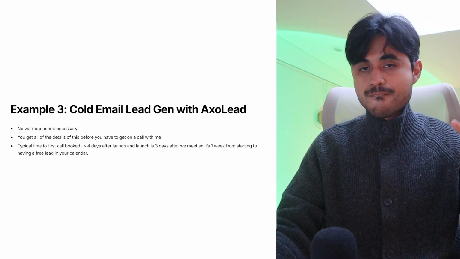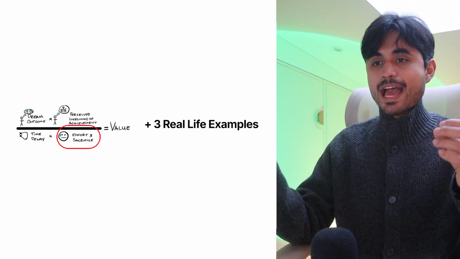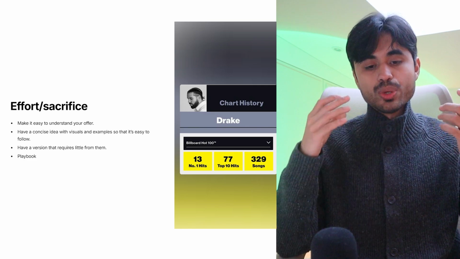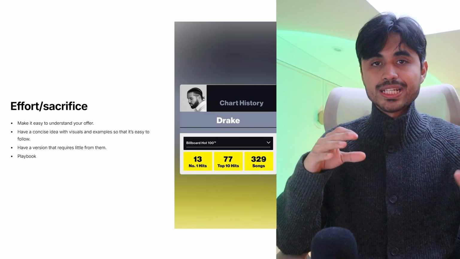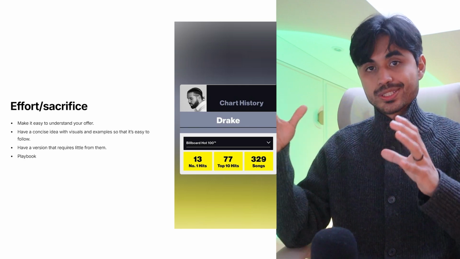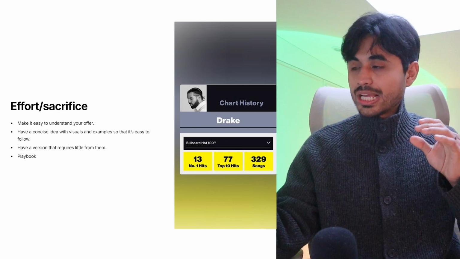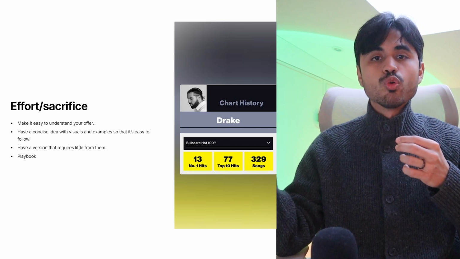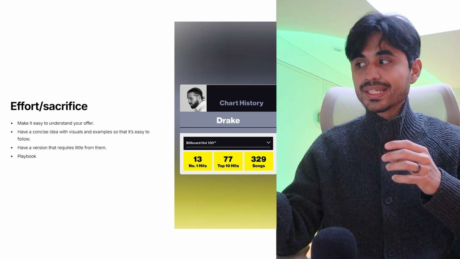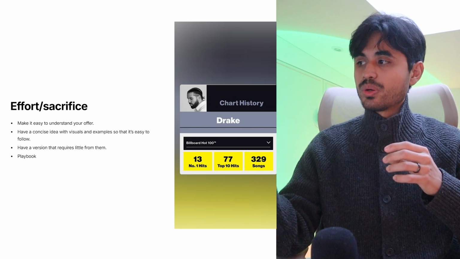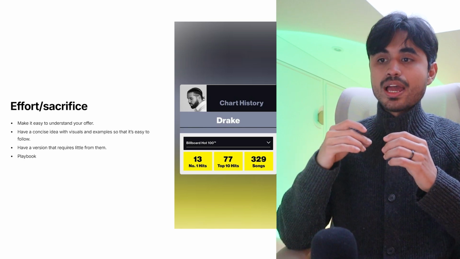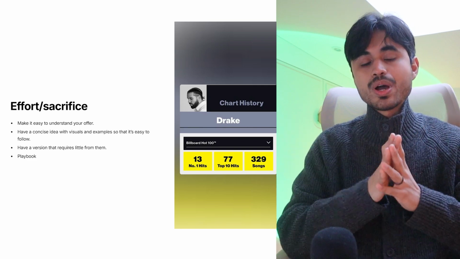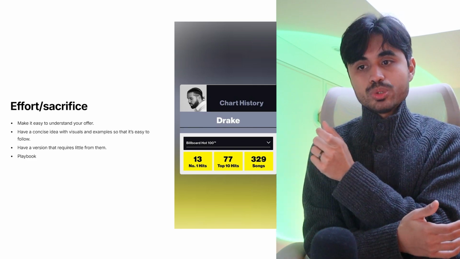And now finally, the 4th element to the equation, and that is effort and sacrifice. In this case, the easier that you make it to understand your offer, the better of a chance you're going to have at getting good results with your cold email campaign. As you can see here, Drake is a perfect example of somebody who makes it unbelievably easy for their target to understand what they are saying. It's extremely accessible, so he has the numbers that back that up. If you have a concise idea with visuals and examples that it's easy to follow, then you are not going to lose people in the process.